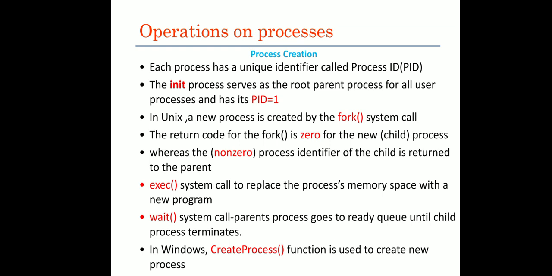operations on the processes. There are two main important operations on the process: process creation, then process termination. You know that when a process is being created, that process is identified based on its process ID. That process ID is unique.